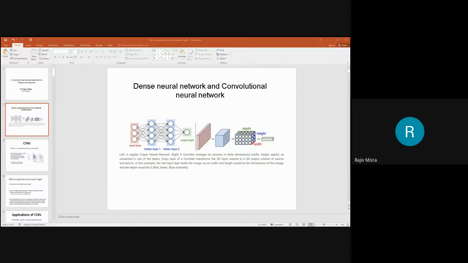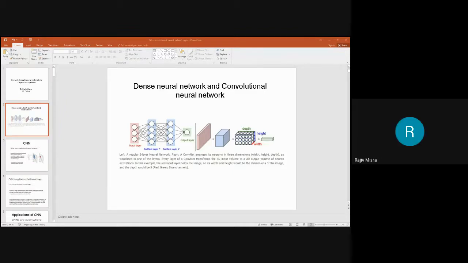Now, another thing about images you have to see is that most of the images are colored images. So if they are colored, there are 3 different colors used in those color images, that is red, green, blue.